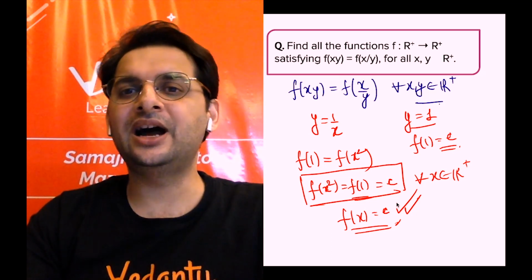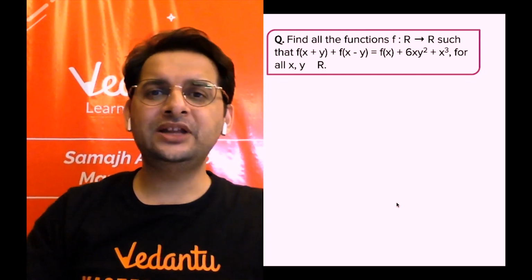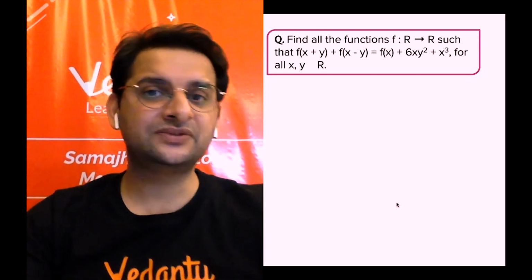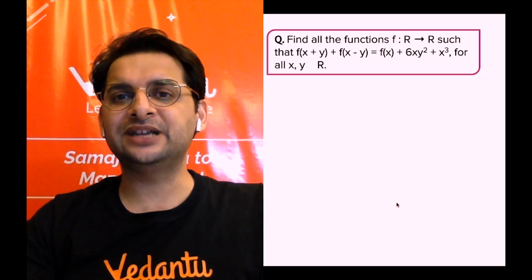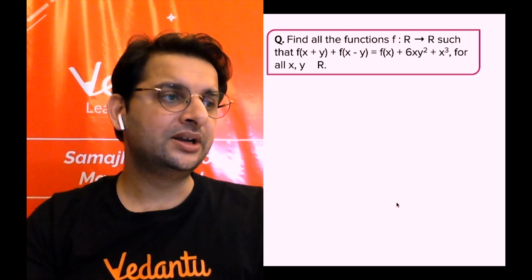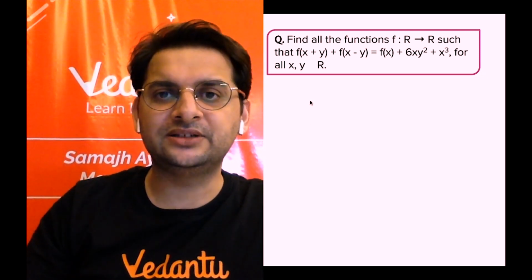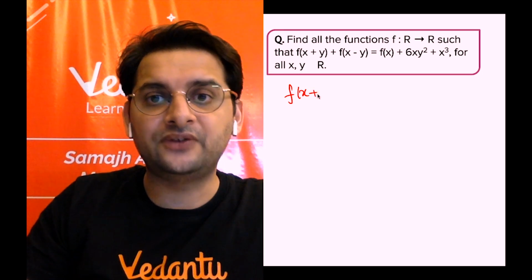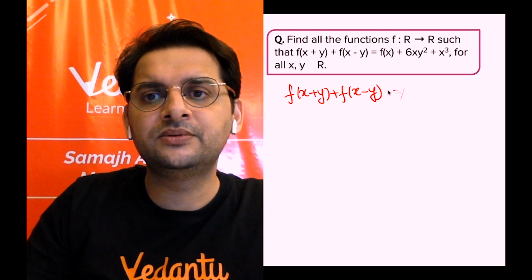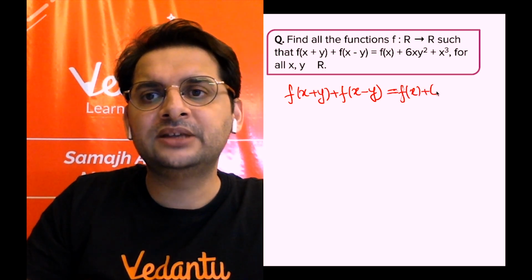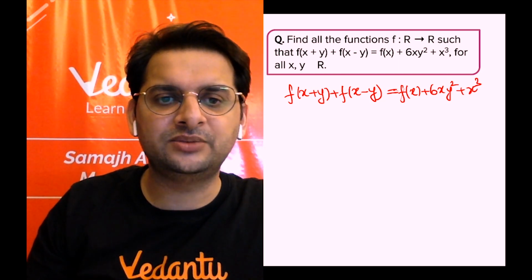Which brings us to the last question of the evening, which says this. Find all the functions satisfying f of x plus y plus f of x minus y is equal to f of x plus 6xy square plus x cube for all x, y belonging to R. So f is a function from the set of real numbers to the set of real numbers satisfying this particular equation. So let me write this functional equation. f of x plus y plus f of x minus y is equal to f of x plus 6xy square plus x cube.